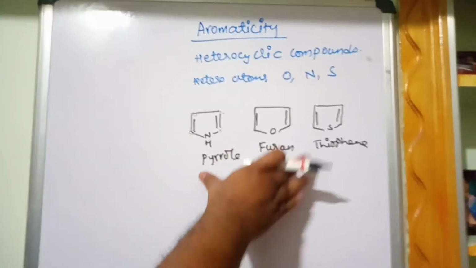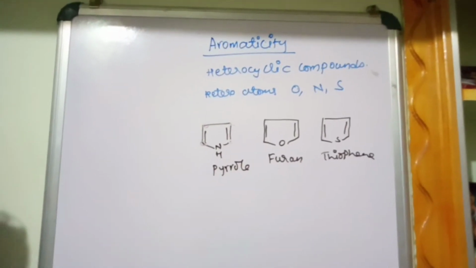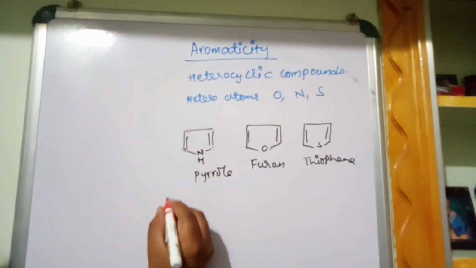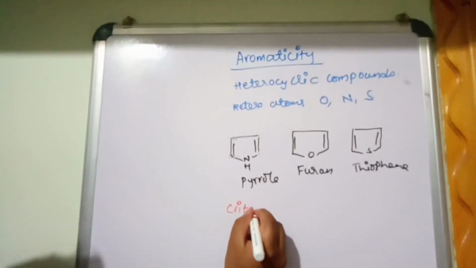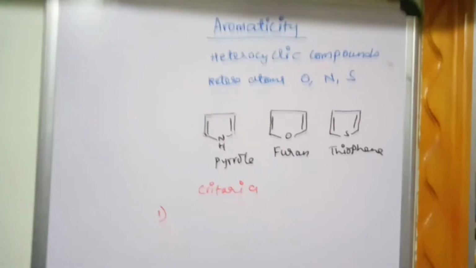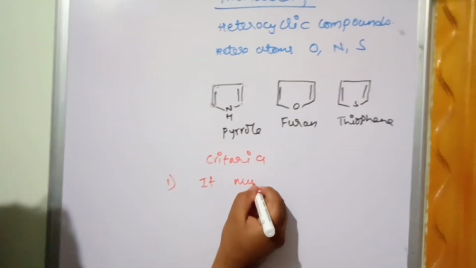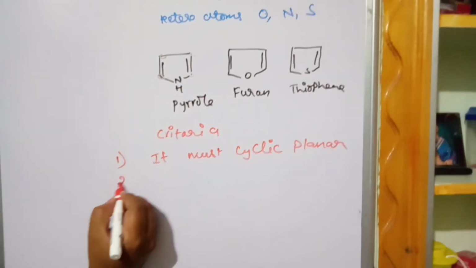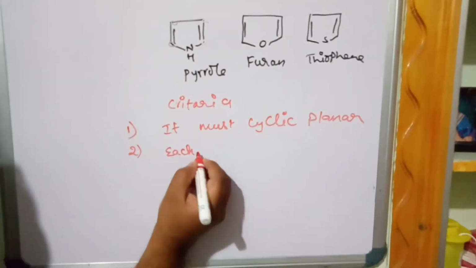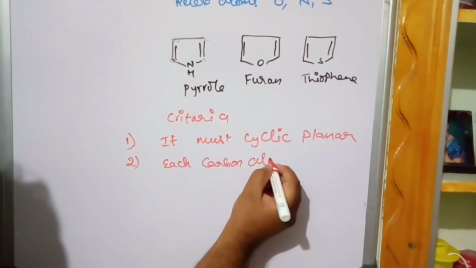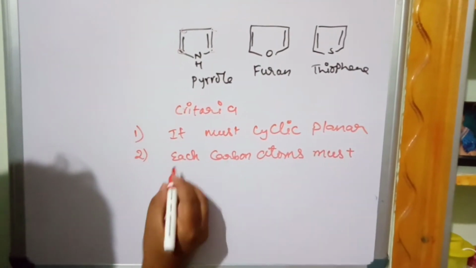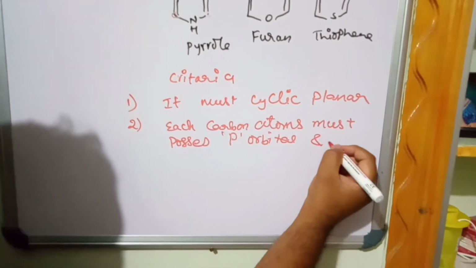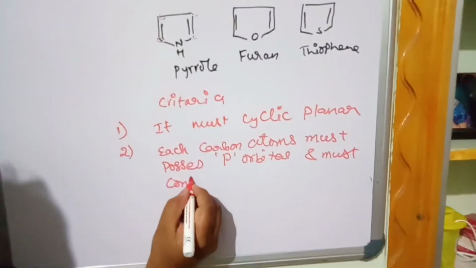Now we have to discuss the aromaticity of these heterocyclic compounds. To discuss aromaticity, in my previous video I set 3 important rules or criteria to tell whether a compound is aromatic or not. What is the first criterion? The compound must be cyclic and planar in structure. The second: each carbon atom must possess a p orbital, and the p orbitals must continuously overlap.